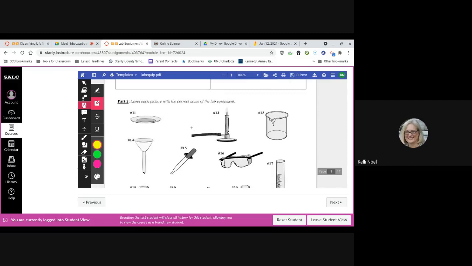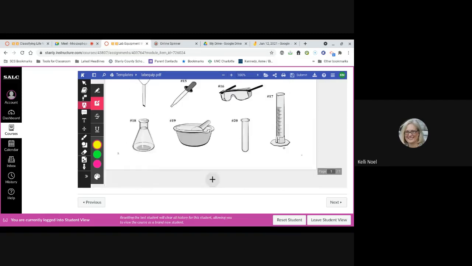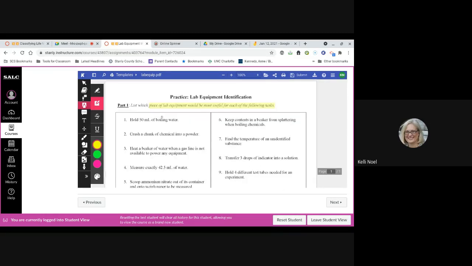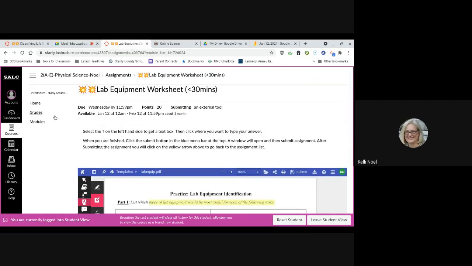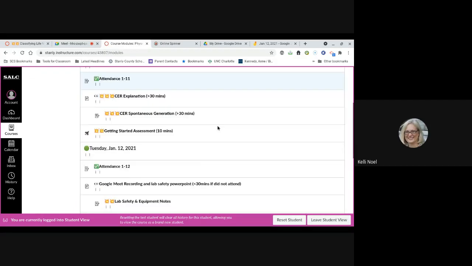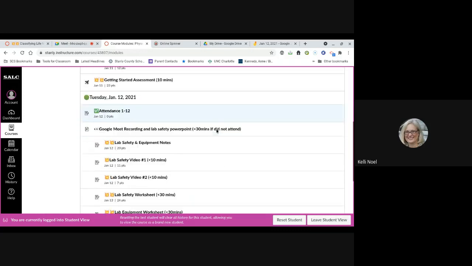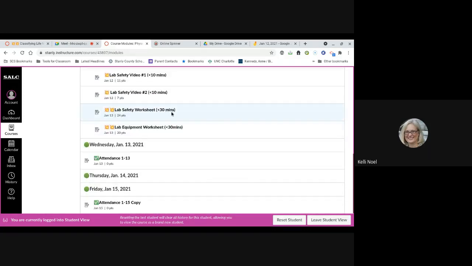Then down here, you're labeling the pictures of these pieces of lab equipment. And so again, this and the other one is due tomorrow. So if all that you get done today is the notes and the video, then that's great. You'll have to complete these two tomorrow.